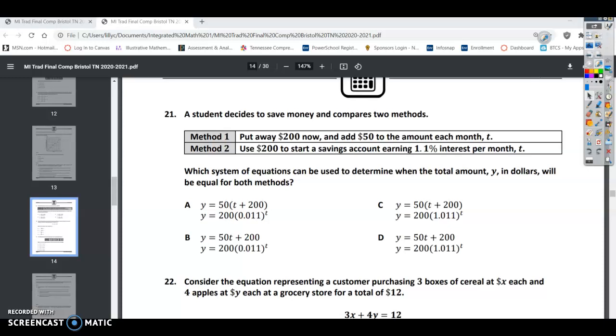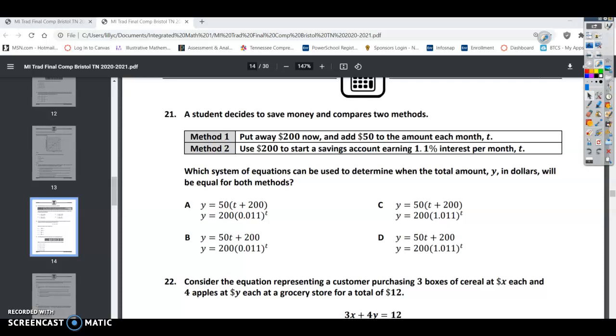Math 1, your final benchmark, number 21. A student decides to save money and compares two methods. Method 1, put away $200 now and add $50 to the amount each month, and T would be for the number of months or time. Method 2, use $200 to start a savings account, earning 1.1% interest per month for T months.